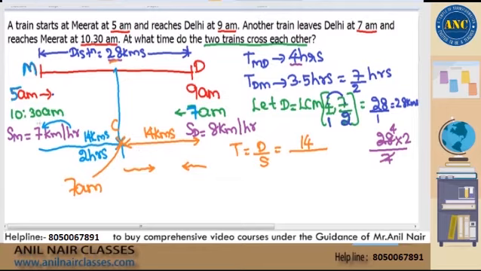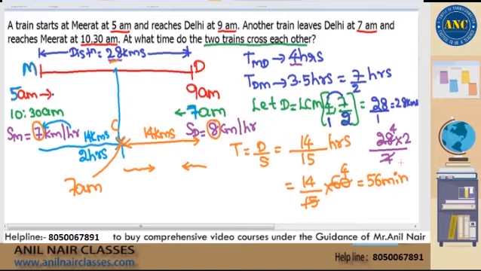Speed is nothing but the sum of the speeds. 7 plus 8 is 15. Why sum? Because it is the opposite direction. 14 by 15 hours. That means 14 by 15 into 60 minutes. 15 into 1, 15 into 4. 14 into 4 is 56 minutes.